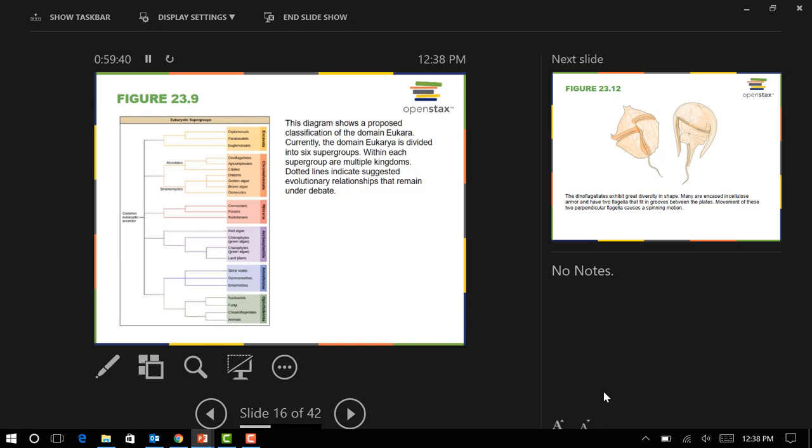So these groups are extremely helpful and are actually beneficial to be able to communicate about. So Excavata, we'll talk about these. Chromalveolata, we'll talk about these. Rhizaria, we'll talk a little bit about these. These are really interesting, but they're so remote from our experience that we won't deal with them a lot. Archaeplastida, we'll actually talk about this a lot when we get into our chapters on plants, because this is the group that plants are part of. Amoebozoa, we'll talk about these a little bit.